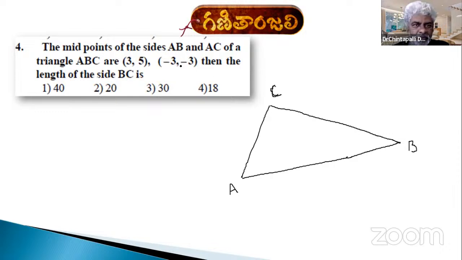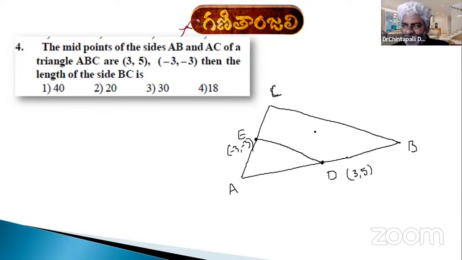See, D and E are the midpoints of AB and AC of triangle ABC. The midpoint of AB is D, and of AC is E. Coordinates of D are (3, 5). Coordinates of E are (-3, -3). Now join these two points.